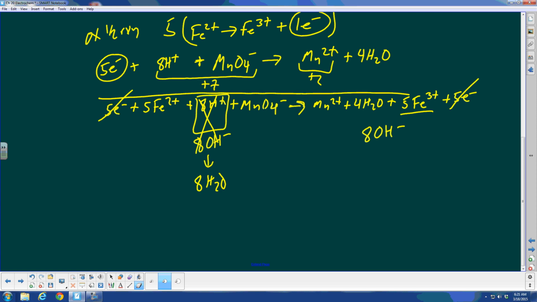And then what do I do? Now I have 8 waters on this side and 4 waters on this side. That means I have 4 excess waters on this side. Yoink, yoink, and you're done. And notice over here I have floating what? 8 hydroxides. That means it is basic. Woohoo! Okay, let's do this first one together.